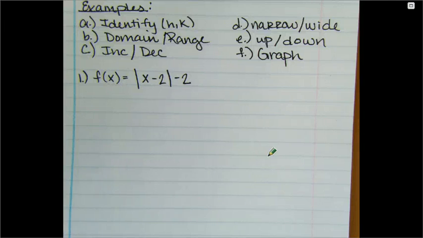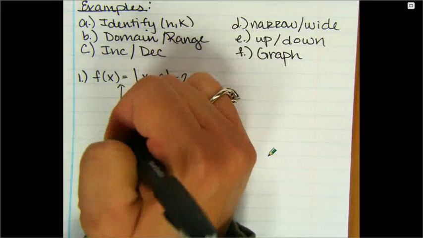All right, f of x is equal to the absolute value of x minus 2, minus 2. I'm going to draw a small little graph over here.